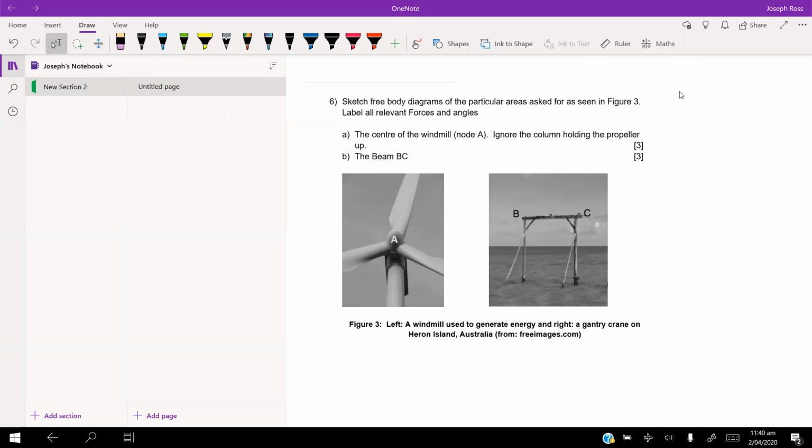Hello everyone. Sketch free body diagrams of the particular areas asked for as seen in figure 3. Label all relevant forces and angles.